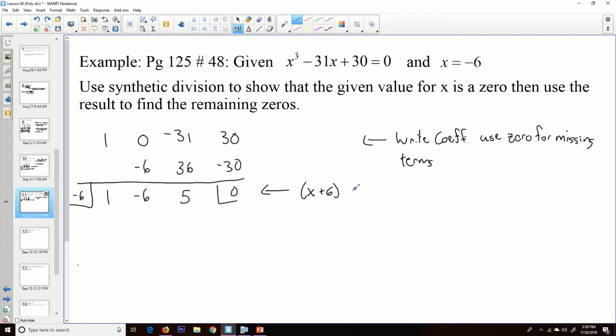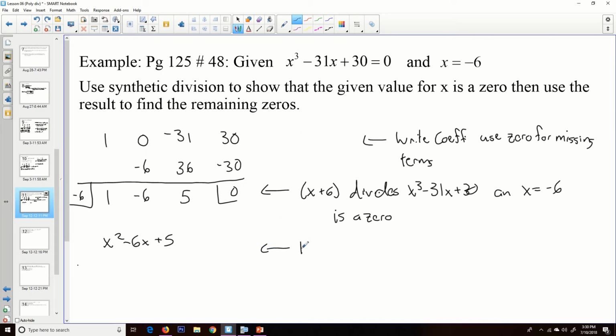x plus 6 divides x to the third minus 31x plus 30, and x equals negative 6 is a 0. All right, so what we have left is x squared minus 6x plus 5. Now it wants us to find the remaining zeros, so we have a couple options. We can factor, or we can use the quadratic formula.